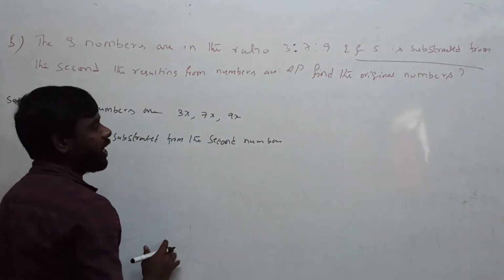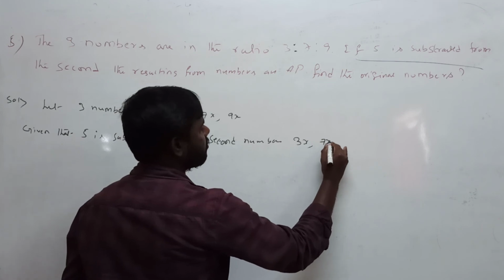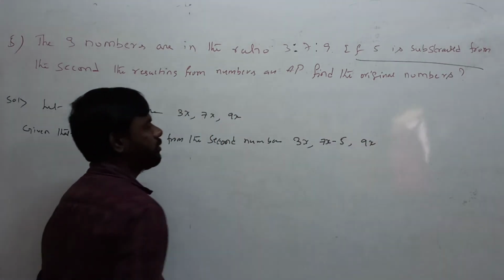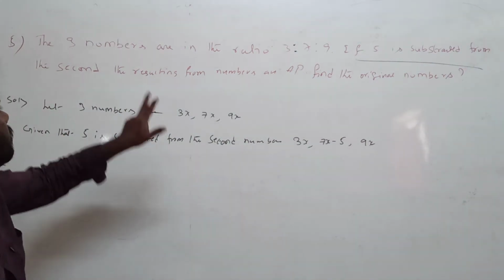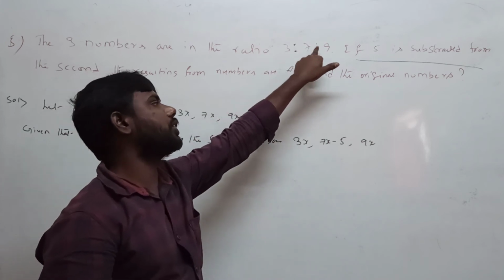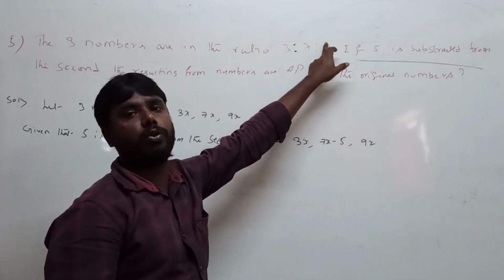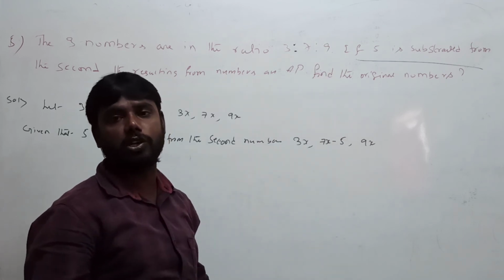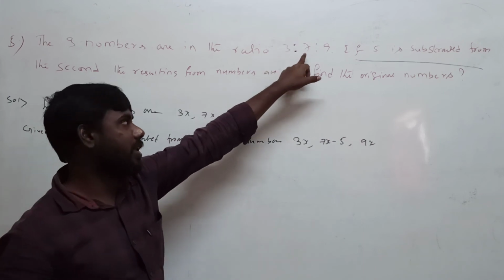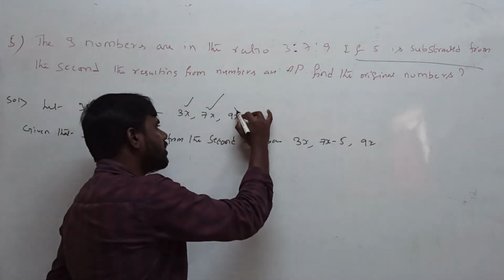Remaining first number, third number as it is, or 3x, second number subtract from 5. Next is minus. Here, first they are asking the three numbers are in the ratio 3:7:9. You don't know which three numbers, that's why we assume the three numbers are 3x, 7x, 9x. This is the first number, this is the second number, this is the third number.